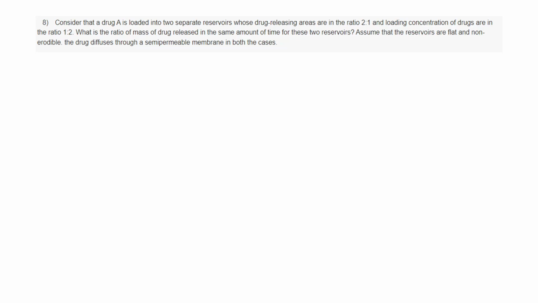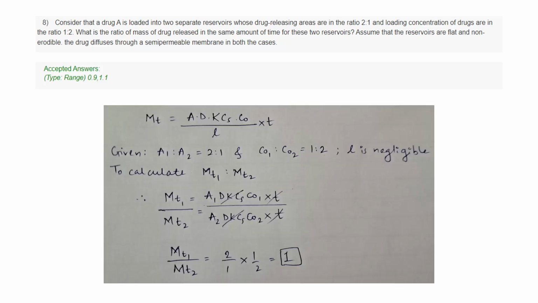Ma'am, it's option 1. No, there are no options. I mean, you're saying the answer is 1, ma'am. Okay, yeah, right. Yeah, the answer is one. We'll look at the solution one by one, step by step. So we have this formula. If you have gone through the lecture where the professor is discussing the drug reservoir, you can see there is a formula which essentially tells us the mass of drug released is directly proportional to the area of the reservoir.